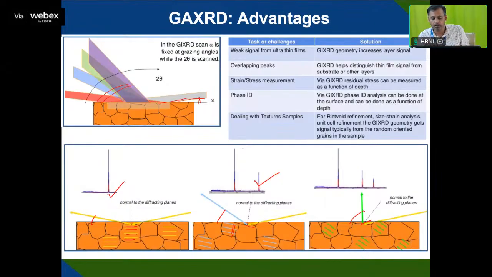Then there is overlapping of peaks, which GIXRD helps distinguish. In polycrystalline material there is a possibility that you will not be able to resolve the overlapping of peaks, but here, once the crystal is oriented according to the incident ray, the overlapping of peaks can be overcome. Stress strain measurement is possible using depth profiling analysis, and phase identification can also be done. And for dealing with textured samples, as I told in this example, once you have a proper orientation, depending upon the size, shape, or unit cell parameter, you can get all that information by changing the detector and incident angle.